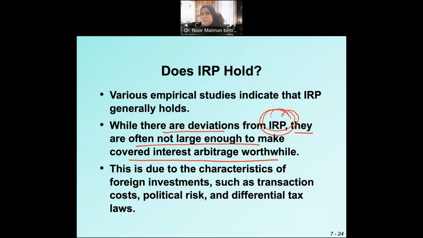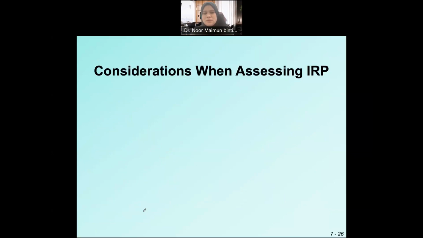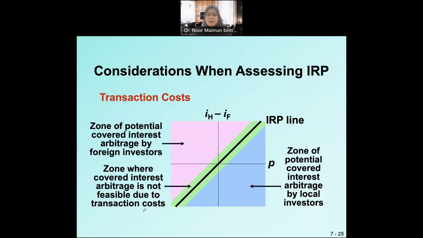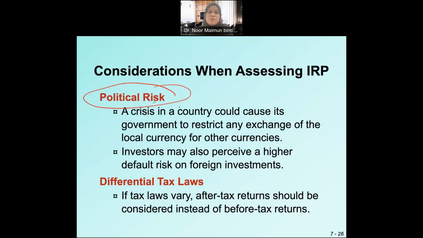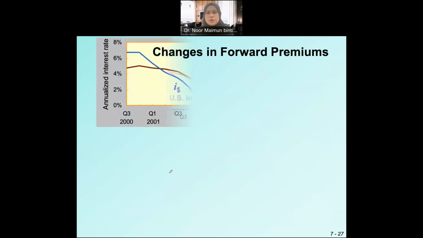Normally, investors who do the transaction will not get a lot of profit from this arbitrage. They will not get a lot of profit because of factors such as transaction costs, political risk, and differential tax laws. Because of this, they will not get high profits. So this is the IRP line, and this is the transaction cost. This explains the political risk and differential laws, which you can read on your own.